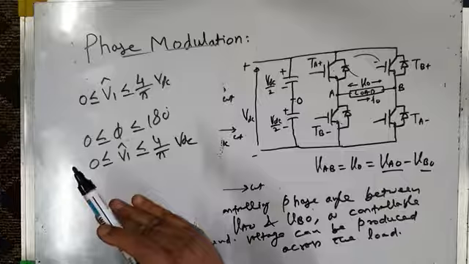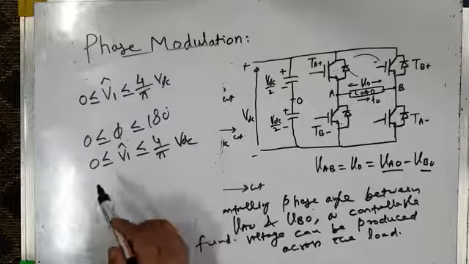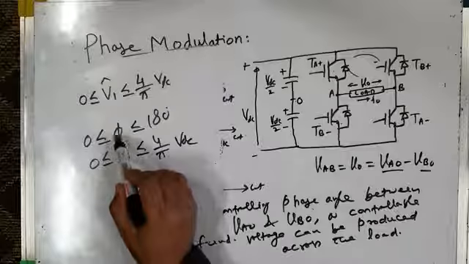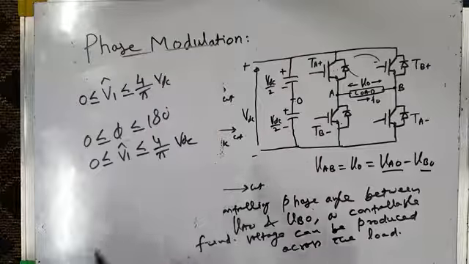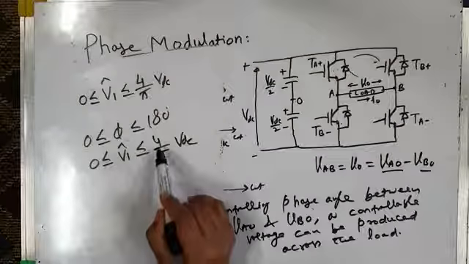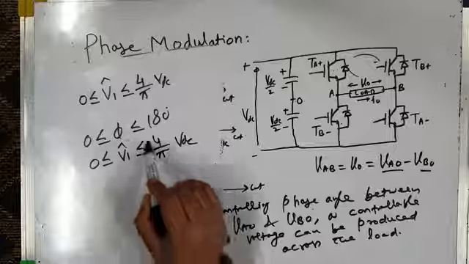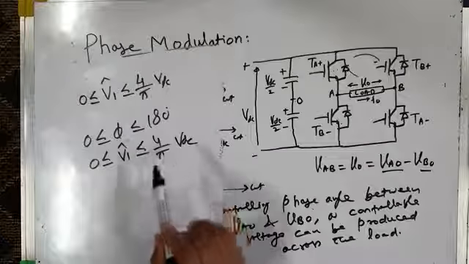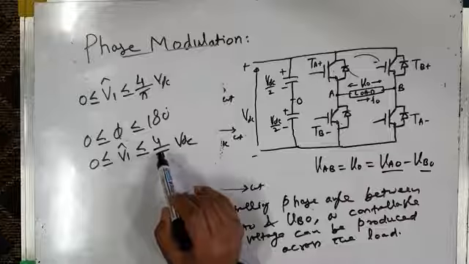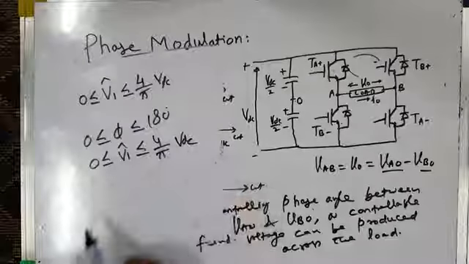When phi is 0, the two voltages are in phase, output voltage is 0. As you increase phi, the fundamental component of inverter output voltage increases, and when phi is 180 degrees, that means when the two pole voltages are 180 degrees out of phase with respect to each other, the inverter is in square wave mode of operation, and the fundamental component of inverter output voltage will have maximum value, that is 4 by pi VDC.